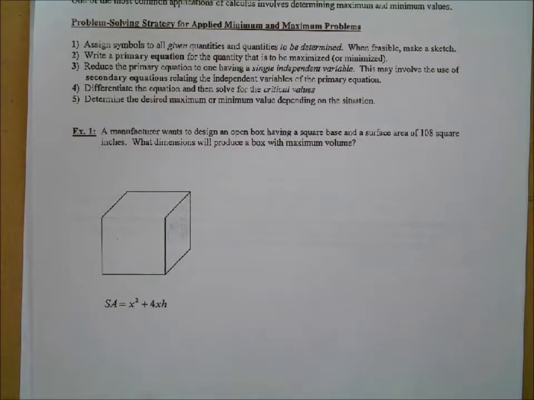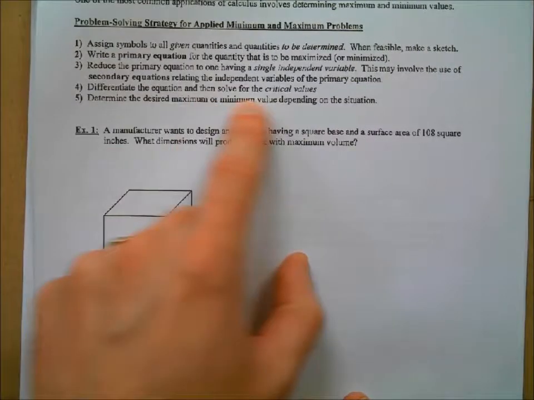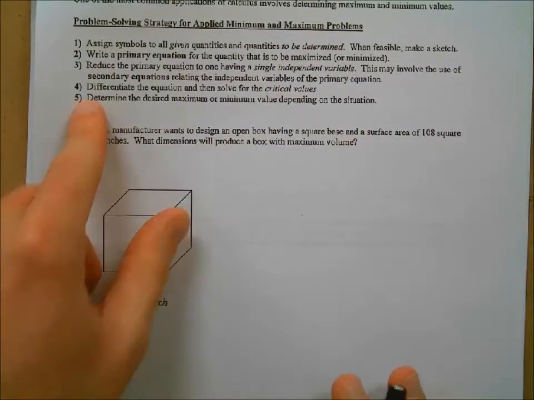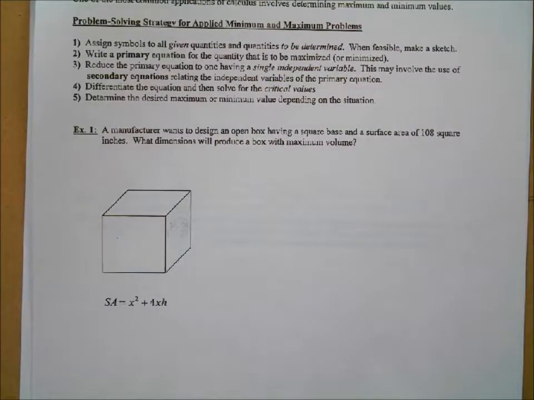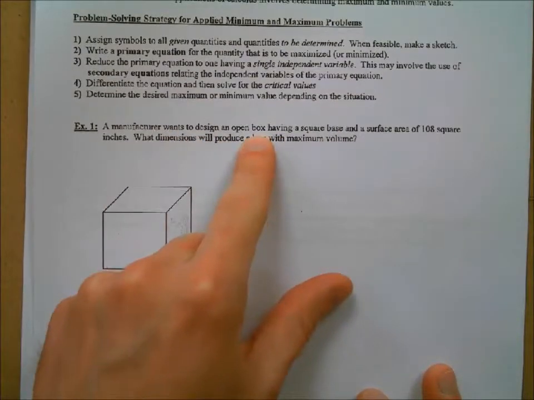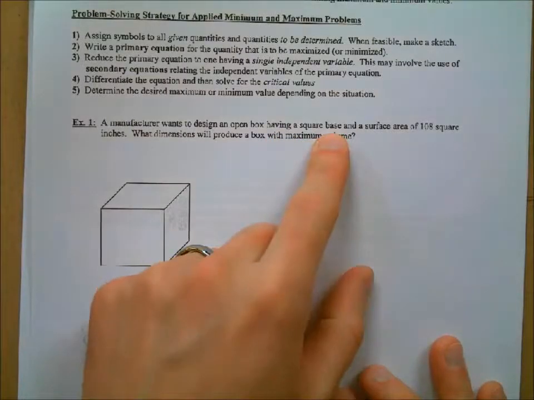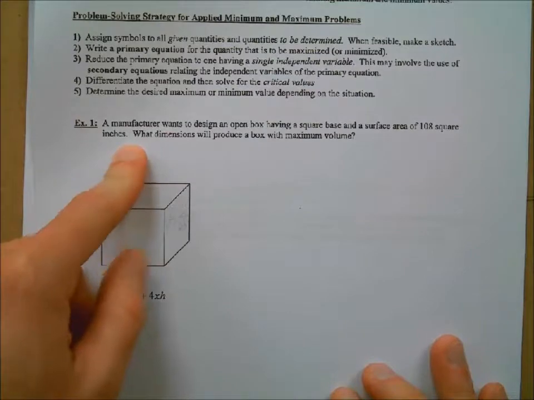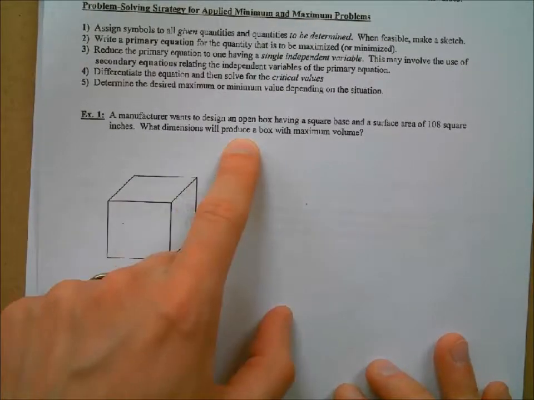Then finally, we'll do the calculus part and differentiate the equation and solve for the critical values, because again, how do we find extrema, right? We use the critical values. And then we'll determine the desired maximum or minimum value depending on the situation. So, example 1. A manufacturer wants to design an open box. Open box means the top is opened, right? Having a square base and a surface area of 108 square inches. So we're told the surface area of that box is going to be 108 square inches. What dimensions will produce a box with maximum volume?